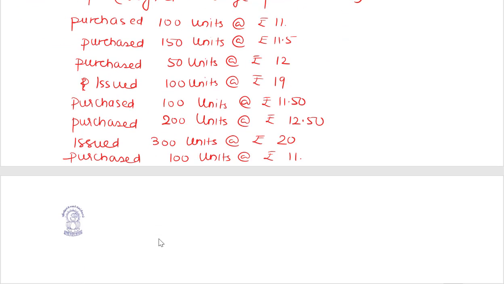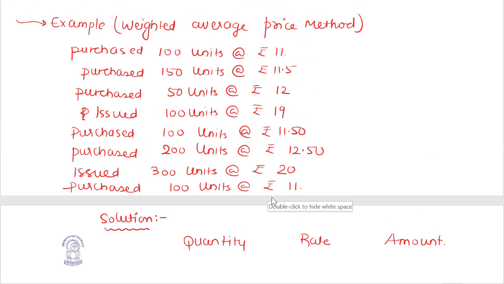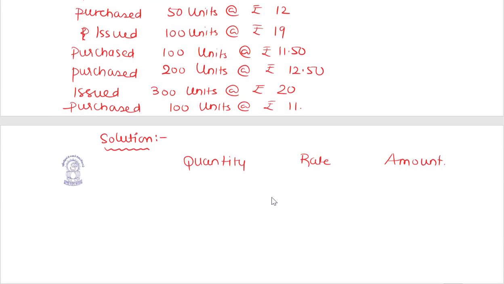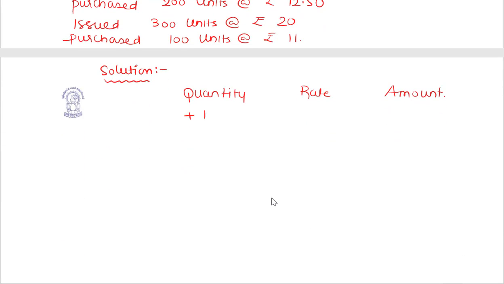This is the question. We need to solve it. Solution. Make 3 columns: quantity, rate, amount. First, purchase 100 units at 11, amount 1100.